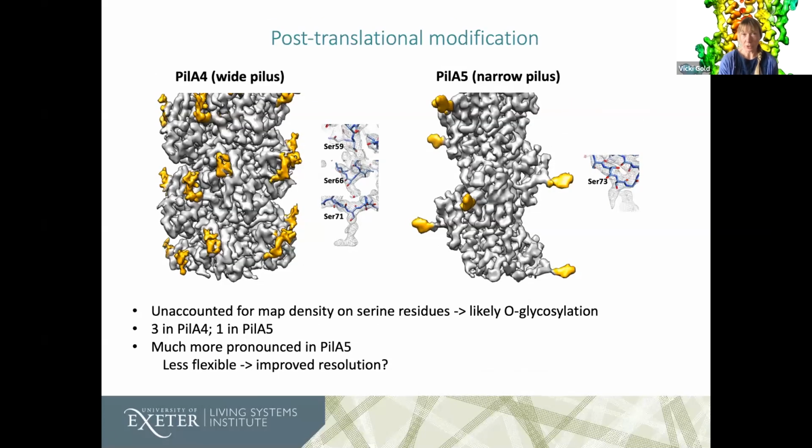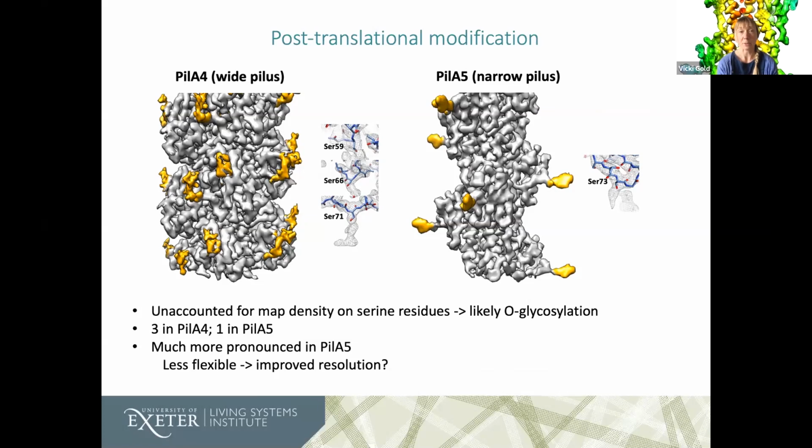So I'd now like to show you a little bit about post-translational modification of our structures. So in both filaments, we could observe unaccounted for density in the EM maps, which couldn't be attributed to, say, an amino acid side chain. And these were found on serine residues, which is a pretty strong indicator for O-linked glycosylation. Type 4 pili have been shown in the past to be glycosylated, so this isn't necessarily a surprise.